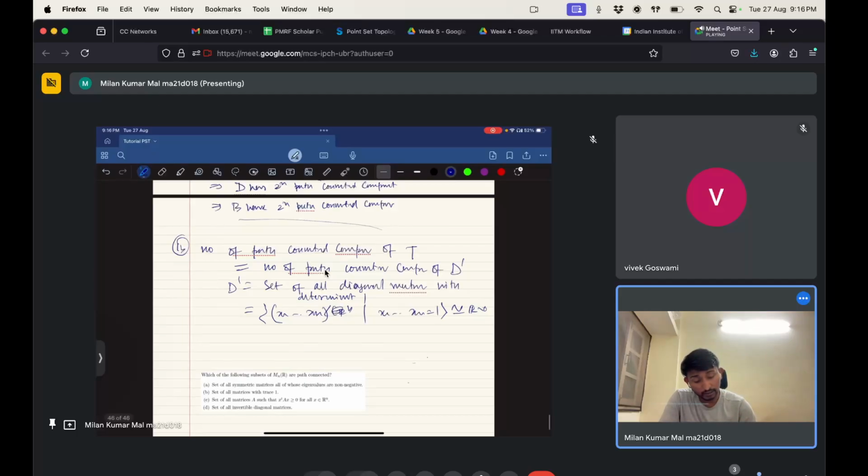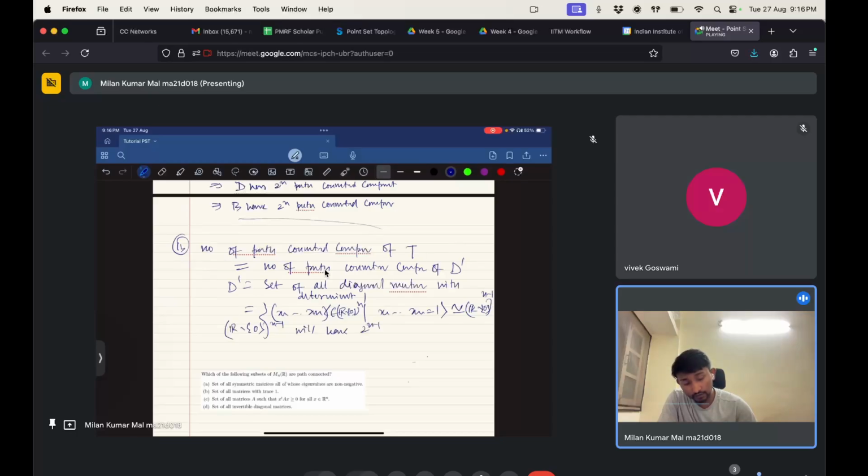This is the point not coming from R to the power n. This is the point coming from (R minus 0) whole to the power n. So this will be (R minus 0) whole to the power n minus 1. But (R minus 0) whole to the power n minus 1 will have 2 to the power n minus 1 components. So this will prove it.